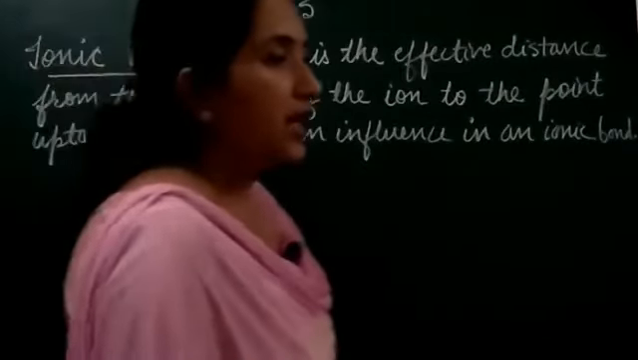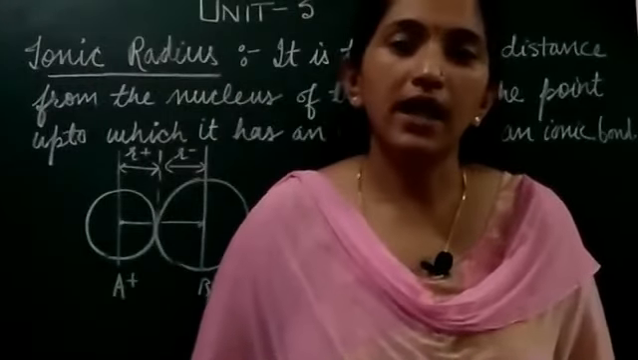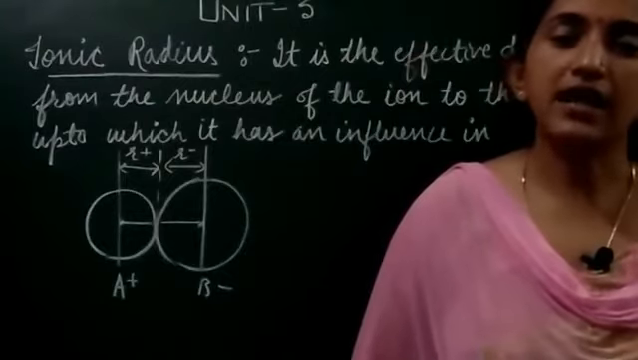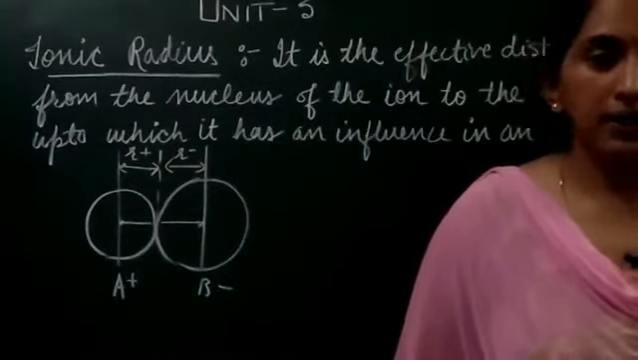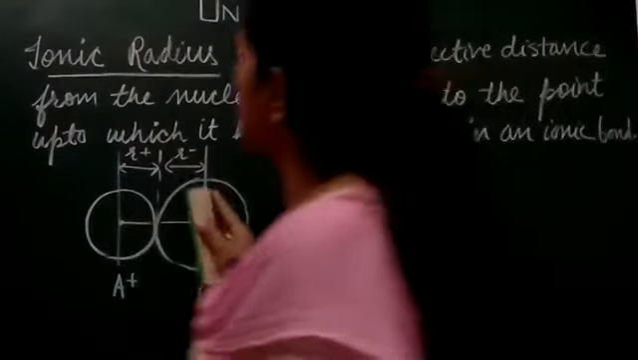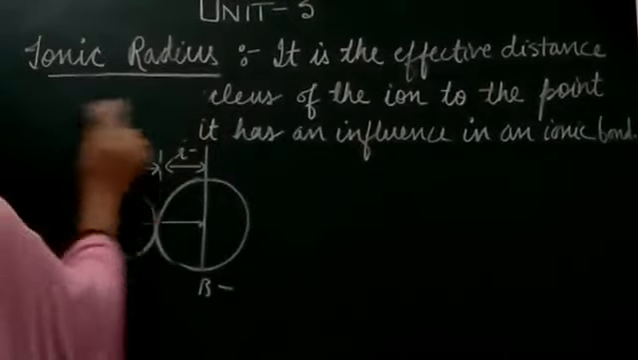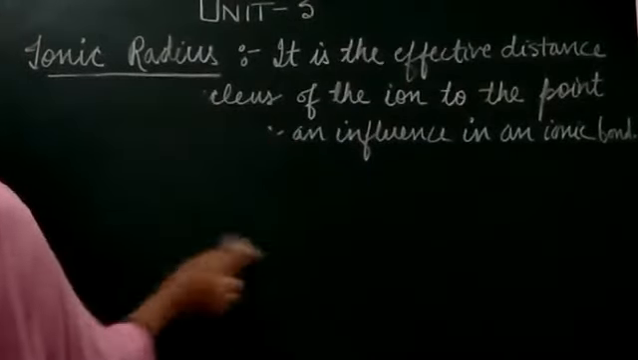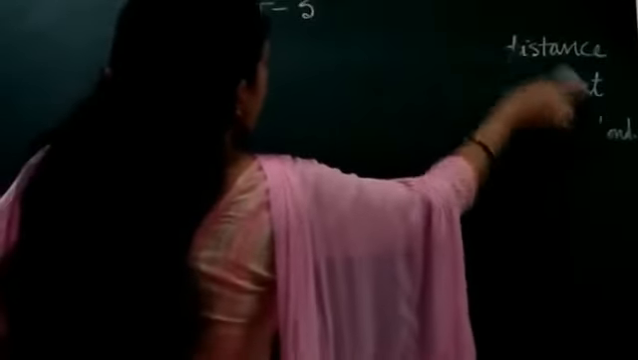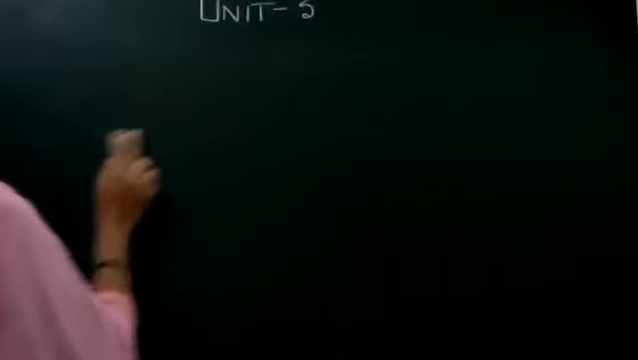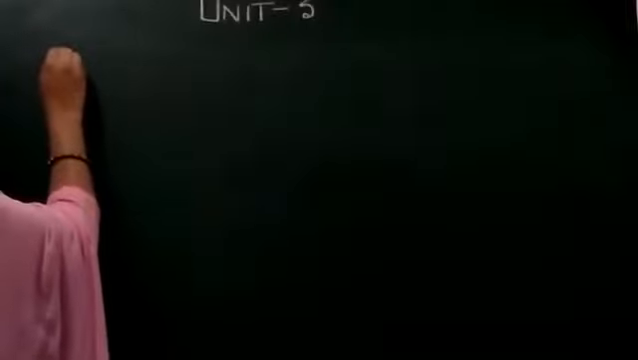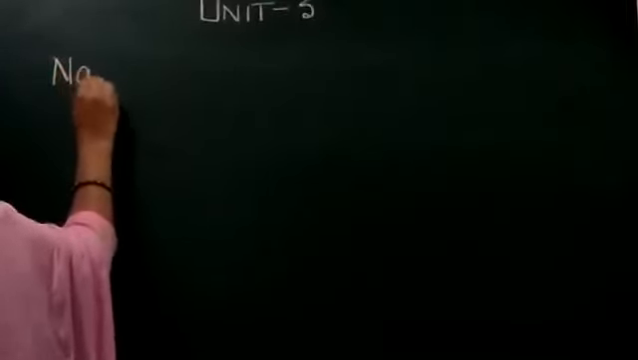diffraction studies. Now students, we are going to compare the size of the cation with its parent atom, and the size of the anion with its parent atom, right students? So we will do it first. We will check the size of the cation and the size of the parent atom. Now, for that, let us take an example of sodium.